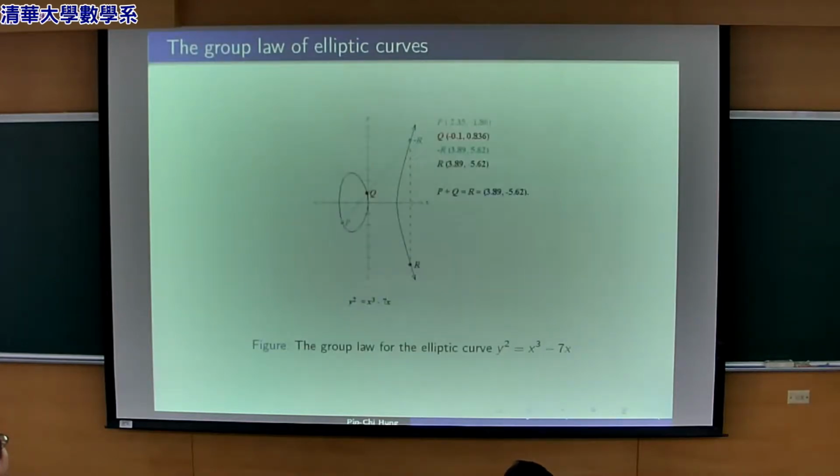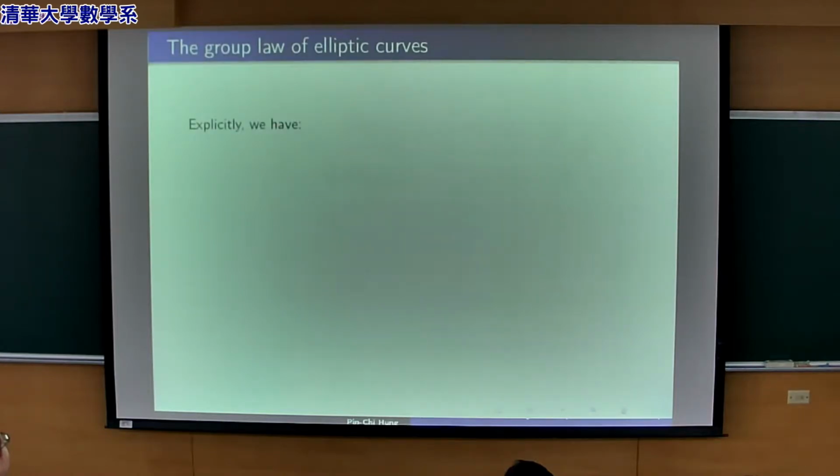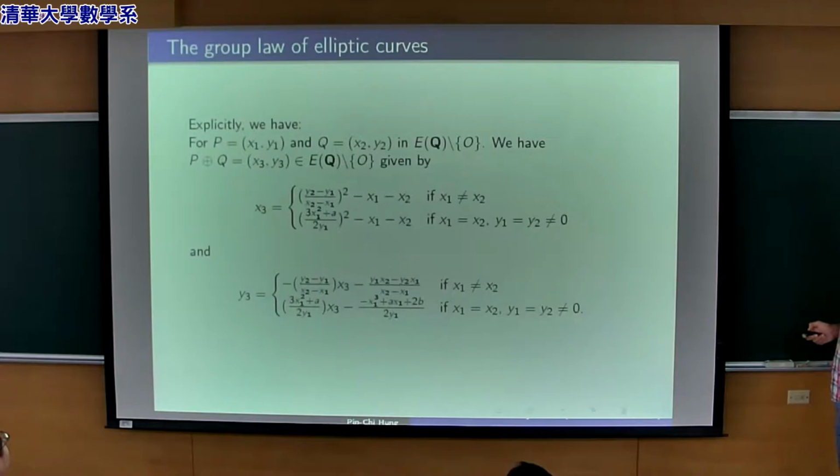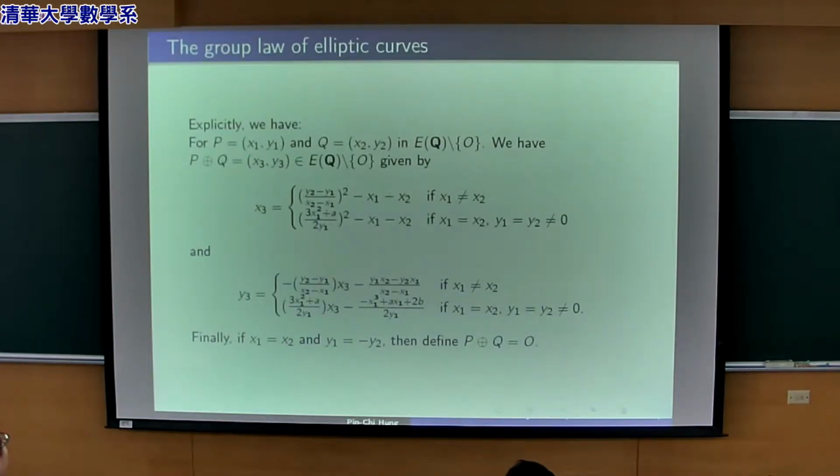Of course, you can compute this process. If you really have two points (x1, y1) and (x2, y2), you can compute the coordinates of the third point and get a formula. You can compute it as an exercise. So you get the third point given by this formula, (x3, y3), okay?